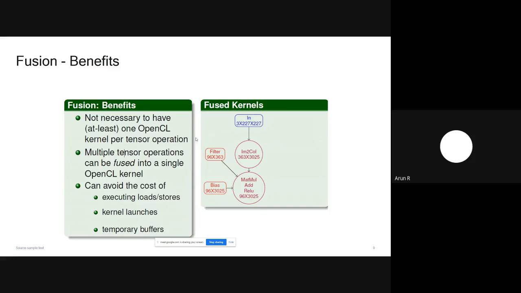In addition, we can avoid the cost of executing loads and stores, and we can do away with some of the temporary buffers. Obviously, it's not possible to fuse all operations into a single kernel. Can you guess why it's not possible, or advisable? Why is it advisable to keep fusion in check?